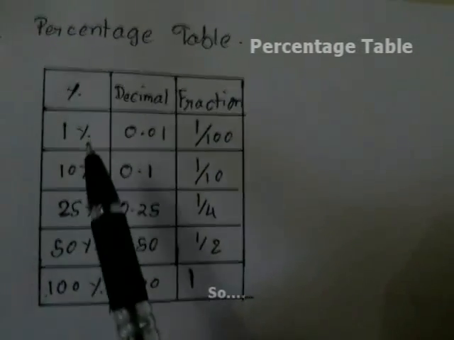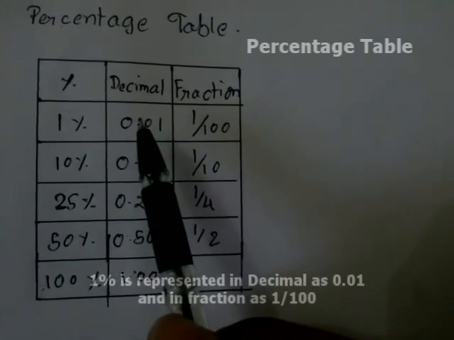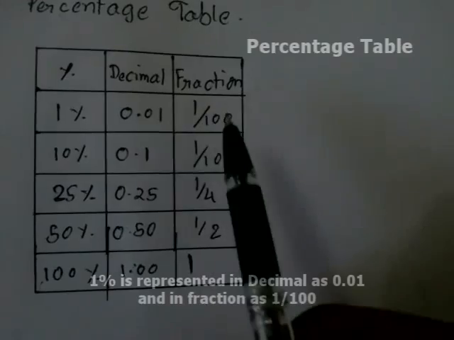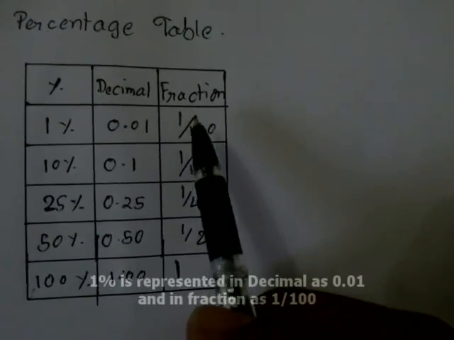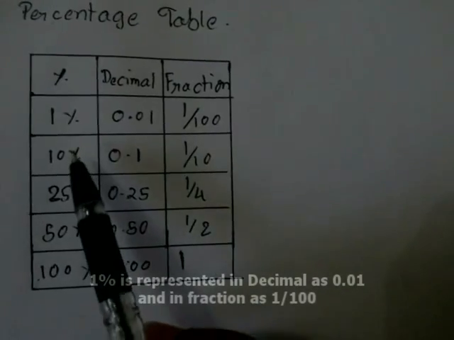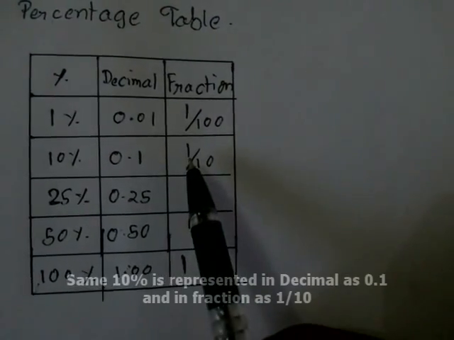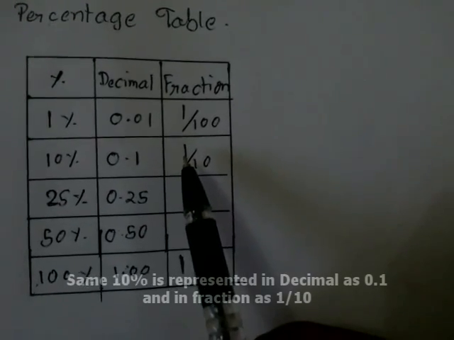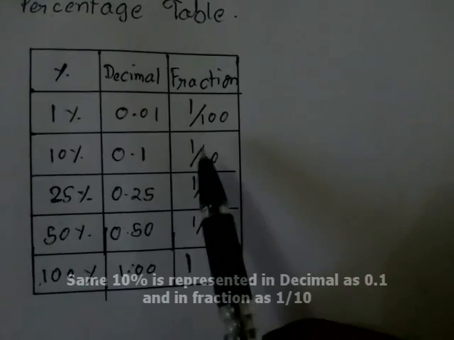So, 1% is represented in decimal as 0.01 and in fraction it is represented as 1 divided by 100. The same, 10% is represented as 0.1 and in fraction it is represented as 1 divided by 10.